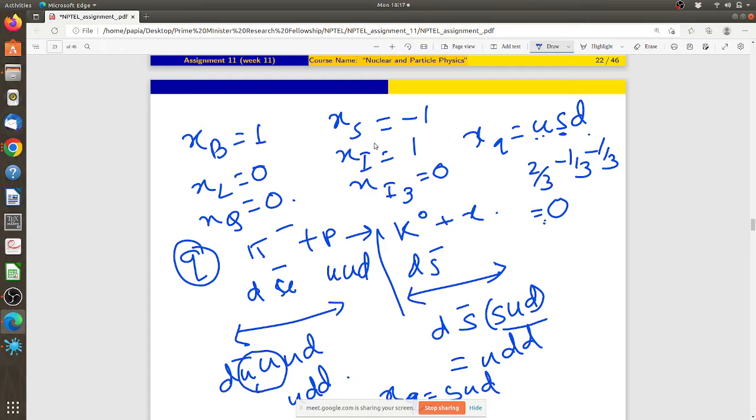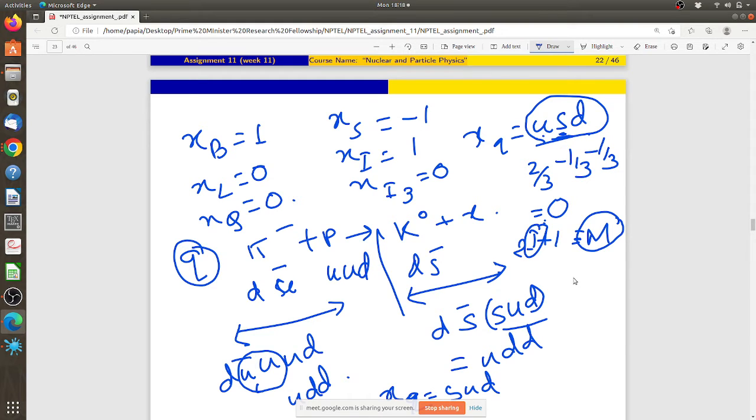And XI, I means that I value, that means it's a three member family. In one family, whatever they are belonging in this family, 3 members are there, so that's why XI equals I, because 2I plus 1 equals M. I think you know that. So M is the number of family members, and if M equals 3, that means obviously I equals 1. So I equals 1 means there are 3 members in this family, and XI3 equals 0, so that means the middle one will be the family member, this one.